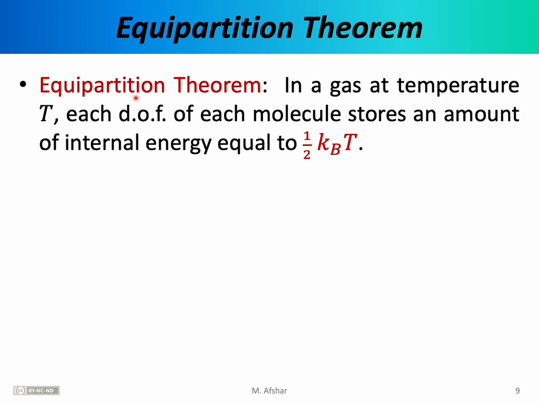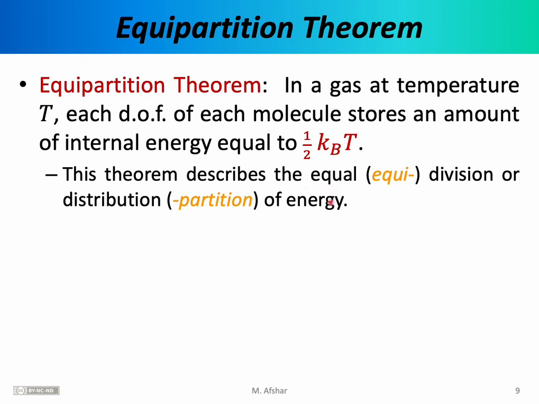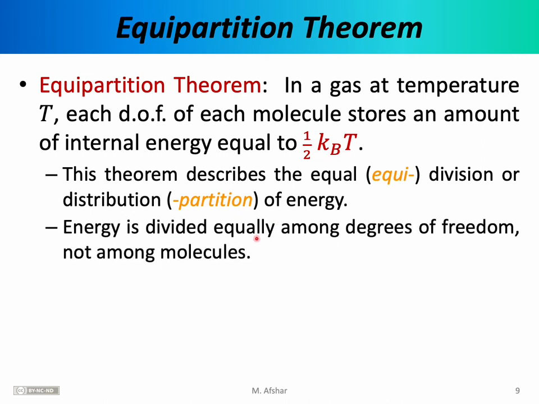According to the equipartition theorem, in a gas at temperature T, each degree of freedom of each molecule stores an amount of internal energy equal to 1/2 kBT. The equipartition theorem is basically describing the equal division or distribution of energy. Note that the equipartition theorem is saying that energy is divided equally among the degrees of freedom, but not necessarily among the molecules. So the equipartition theorem is not saying that each molecule gets the same amount of energy. It's saying that each degree of freedom of each molecule is getting the same amount of energy.